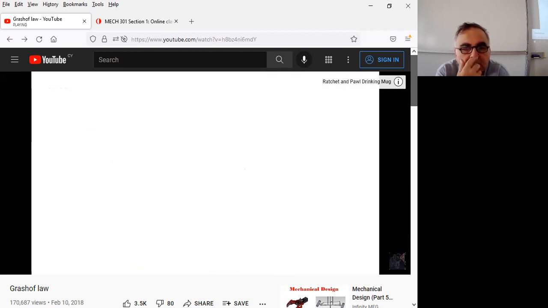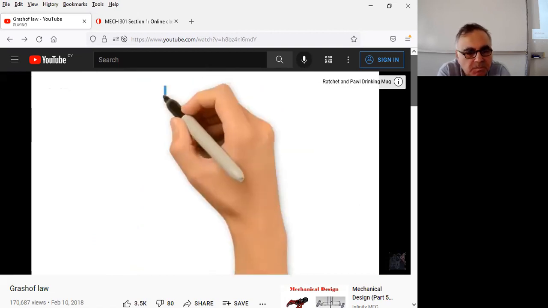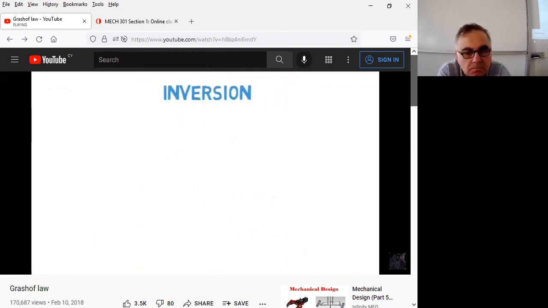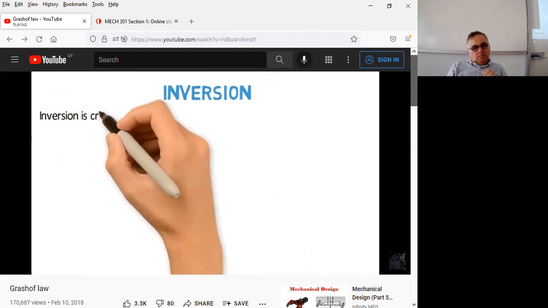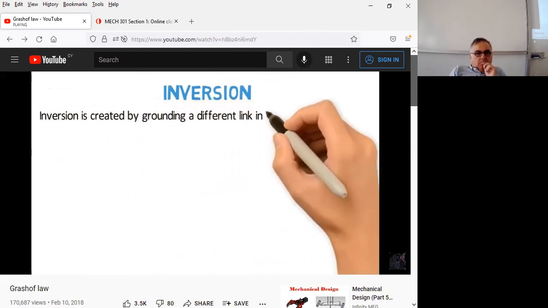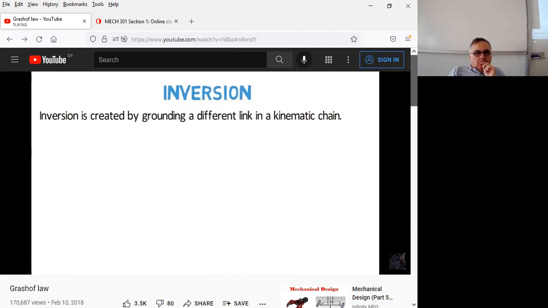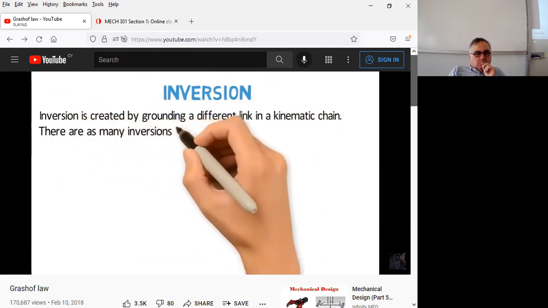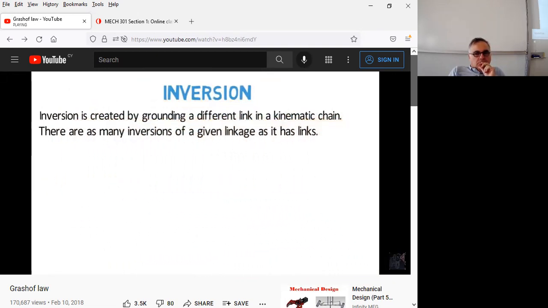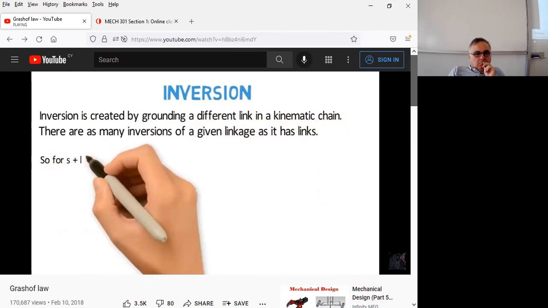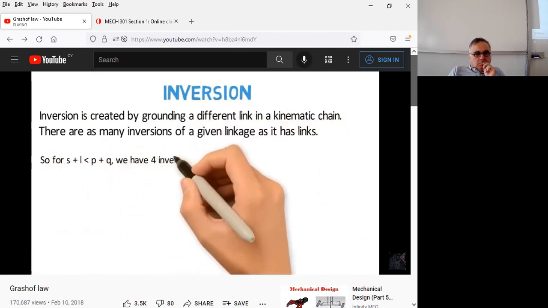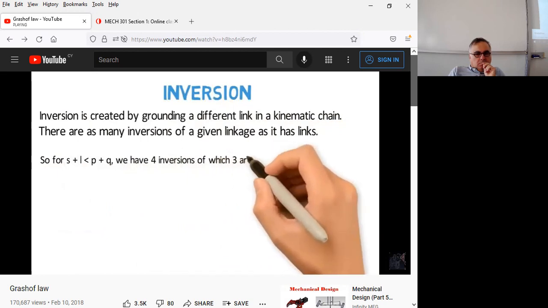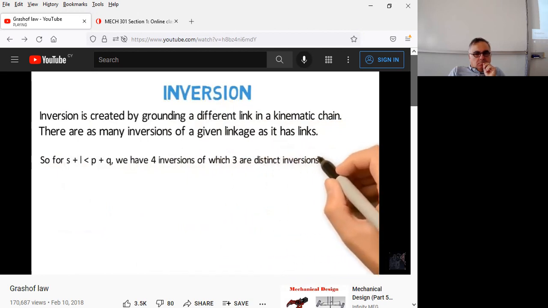Before discussing the second part of Grashof condition, we will discuss inversion. Inversion is created by grounding a different link in a chain. There are as many inversions of a given linkage as it has links. So, for S plus L less than P plus Q, we have four inversions, of which three are distinct inversions.